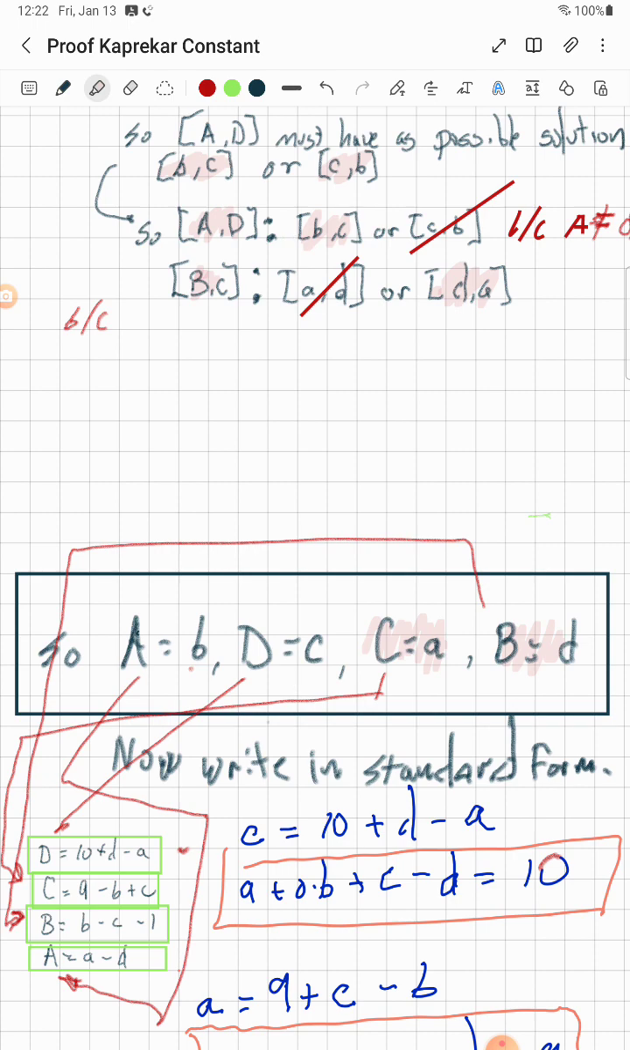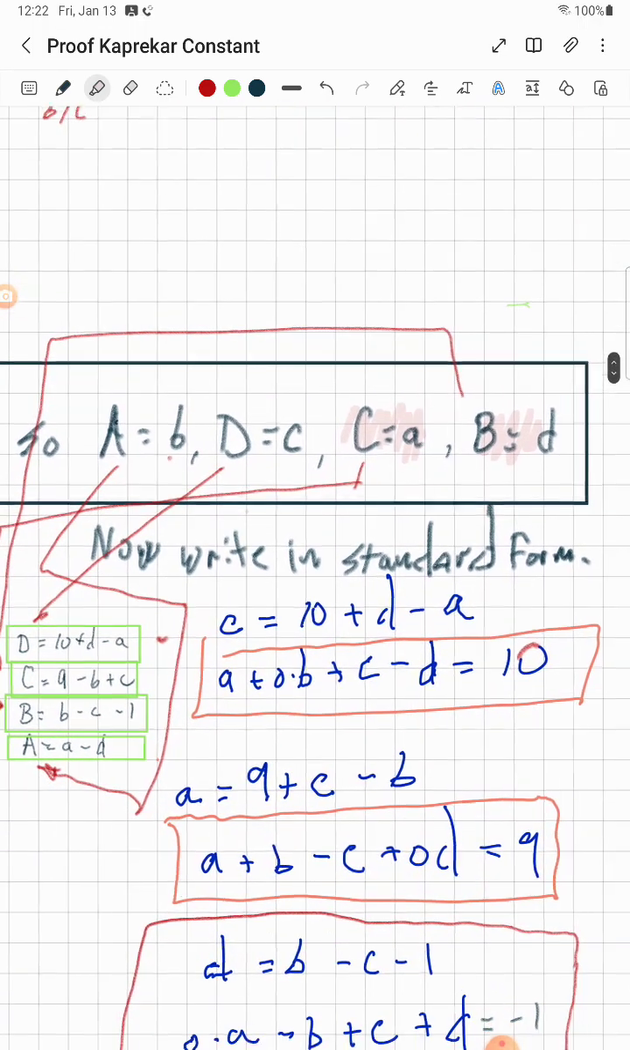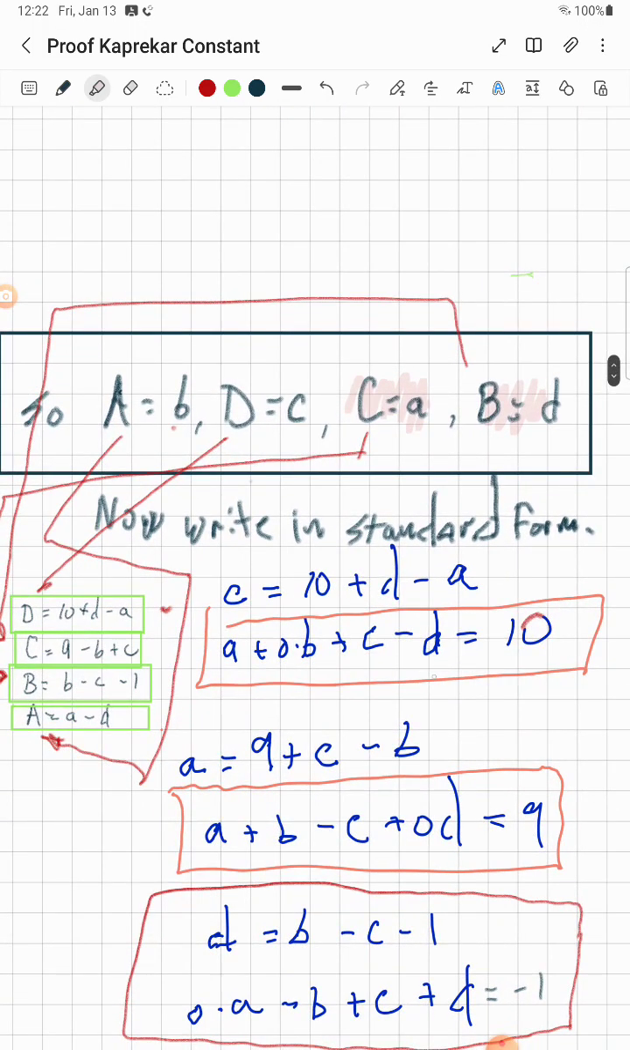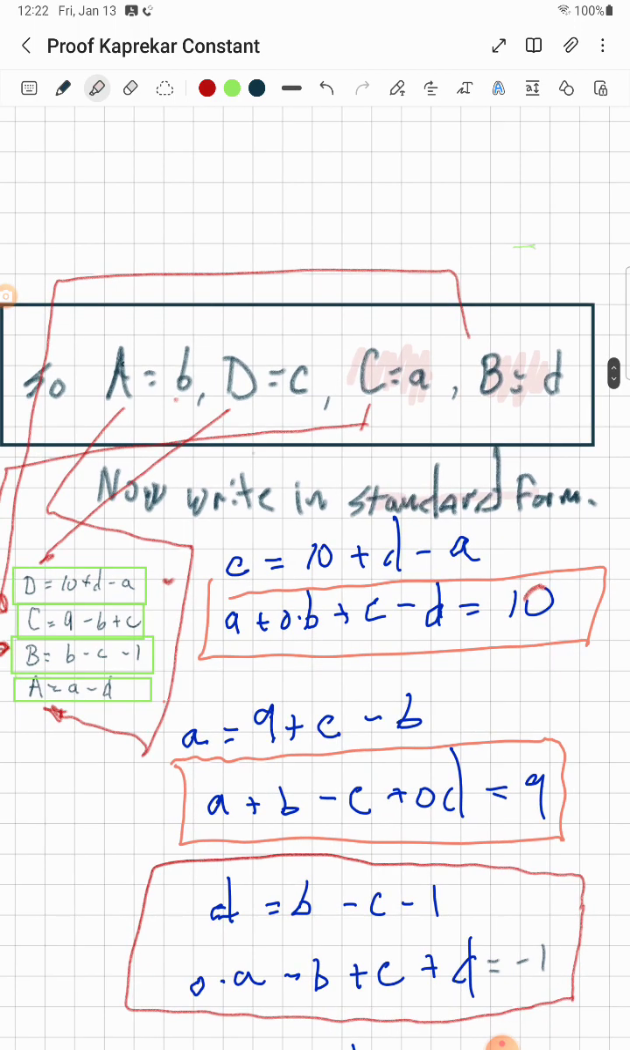Now, if that's the case, then we can start trying to solve this system of equations. We're hoping that we can show that A, B, C, D will end up being 6174. So I take the original equations that I had for the ones and then the tens, and I put them in what's called standard form. Standard form means that you have the variables on one side and the constants on the other. So here I have C equals 10 plus D minus A.